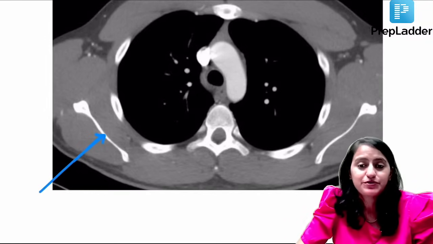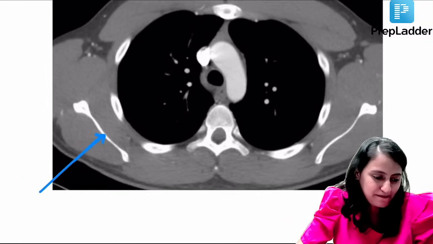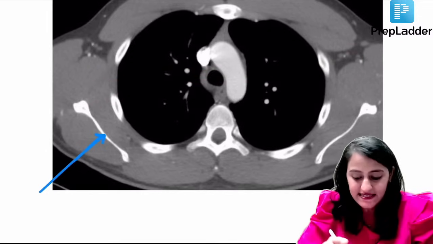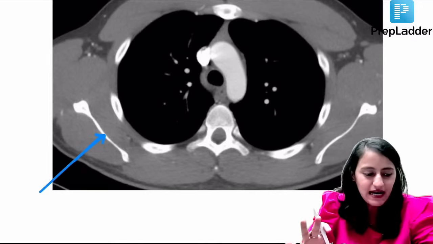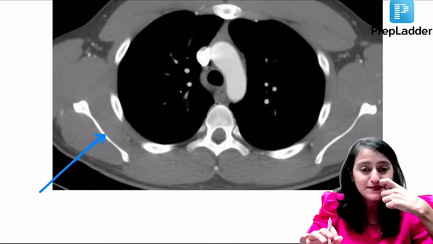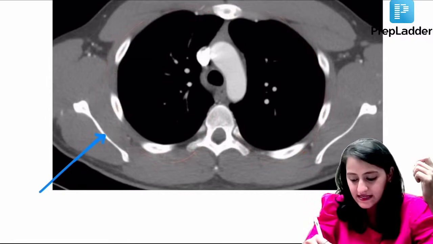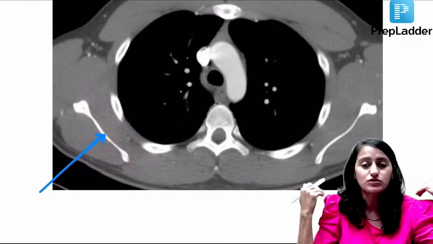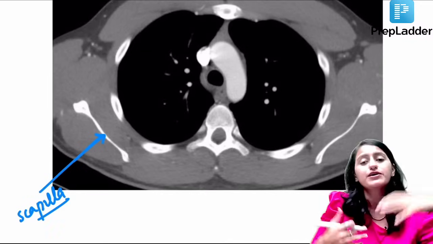Is it right rib, left rib, clavicle, scapula? See, first of all, understand that you are at the level of the chest. These are the black lungs, right? So you are at the level of the chest. So it's not going to be iliac crest, right? Next, these are the ribs which are forming the thoracic cage like this. These bones are the ribs. Behind the ribs, you are seeing this bone. So what comes behind the rib cage? That is the scapula.